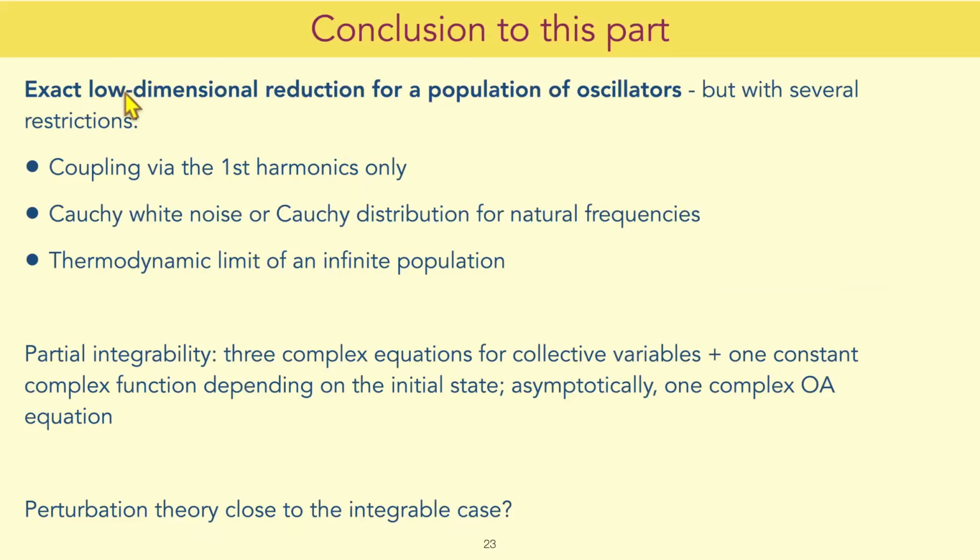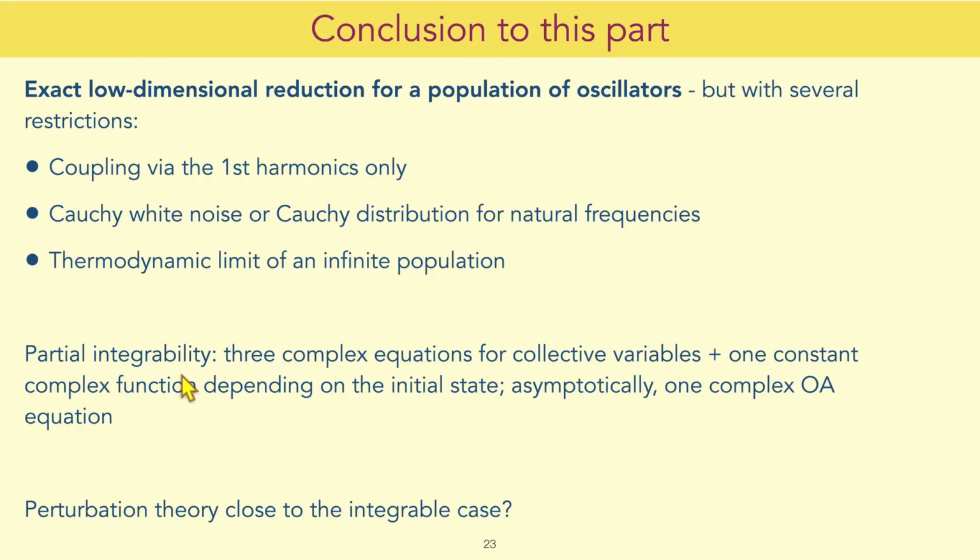So I showed that there exists an exact low-dimensional reduction for a population of oscillators. It is not a very generic case: the coupling should be first harmonic, with Cauchy white noise or a Cauchy distribution of natural frequencies, and the thermodynamic limit. And this reduction also means that the system is partially integrable because you have one constant function which you define from initial conditions and it doesn't change in time.